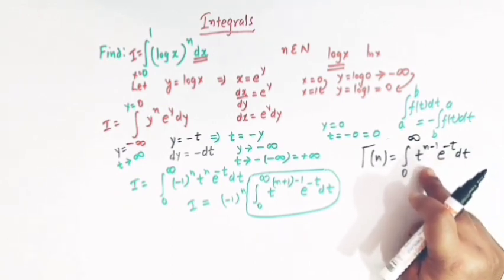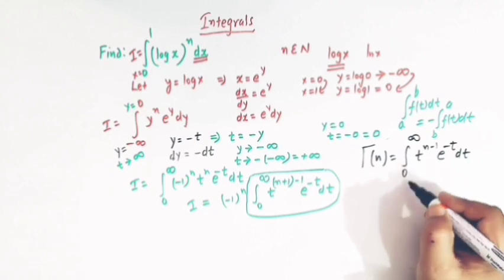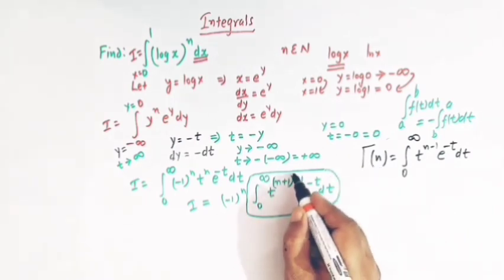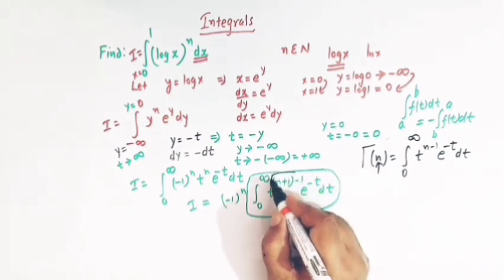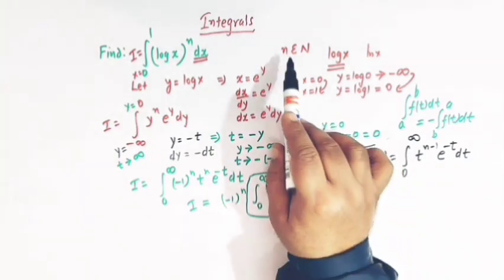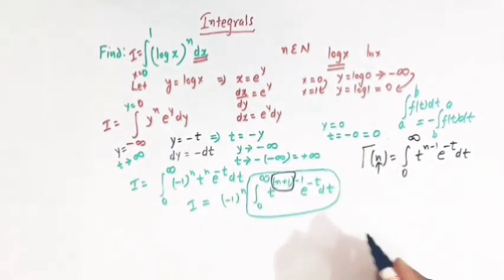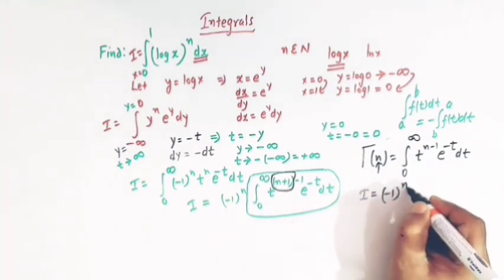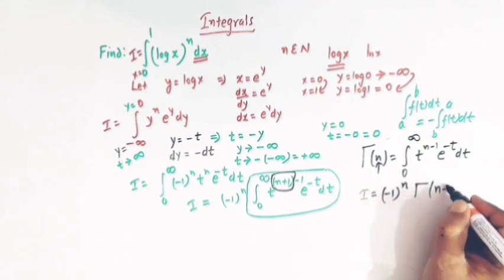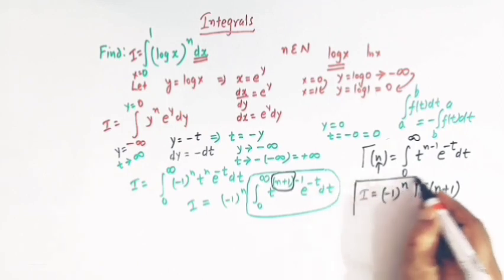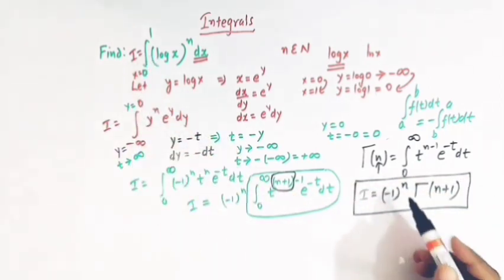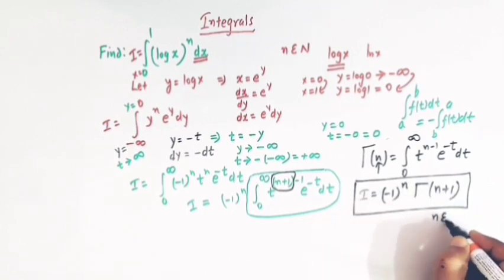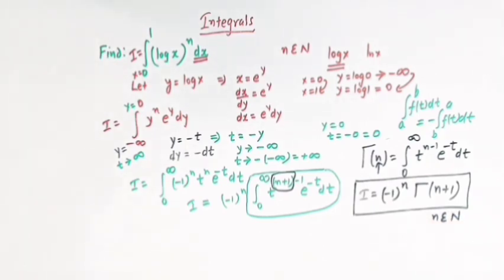So this is the Euler's integral. So gamma of n is defined like this: 0 to infinity t raised to n minus 1 e raised to minus t dt, right? And here we see that for this n we have n plus 1, right? And remember, n belongs to the set of natural numbers. So now this integral I is given by minus 1 raised to n, and here we have gamma of n plus 1, right? So the value of this integral is minus 1 raised to n gamma of n plus 1, where n belongs to the set of natural numbers.